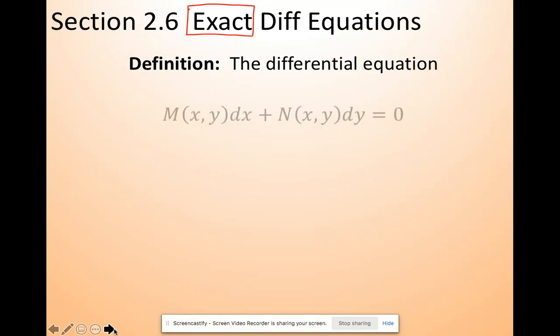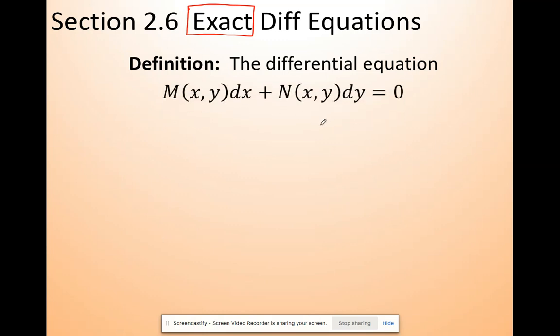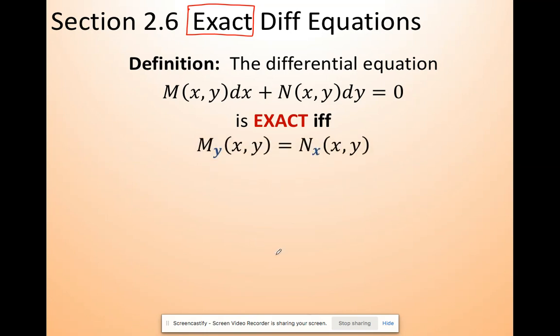The differential equation that looks like this, and of course I can manipulate this so I have dy/dx equal to something, but this is the form that's going to be the easiest to work with when we're dealing with exact differential equations. So this differential equation is exact if and only if this statement is true. Now let's think about what that statement means.